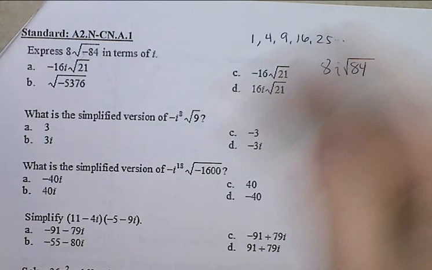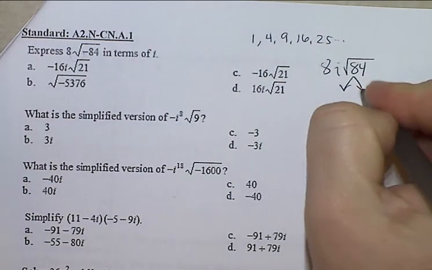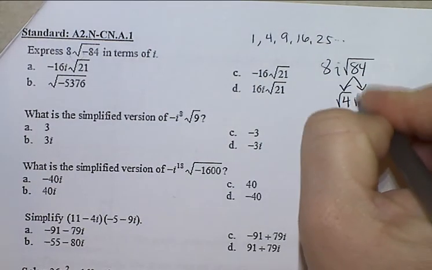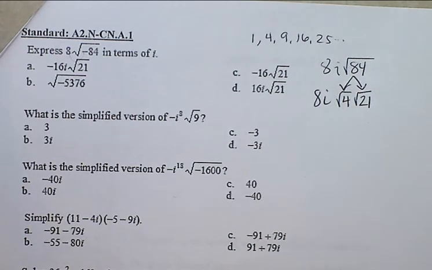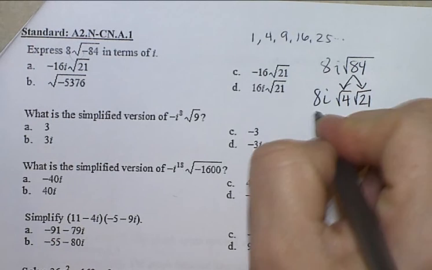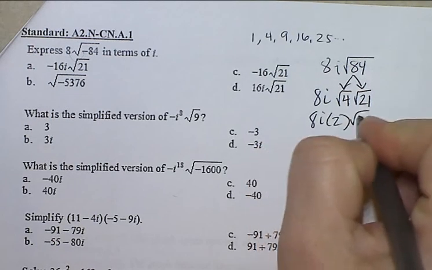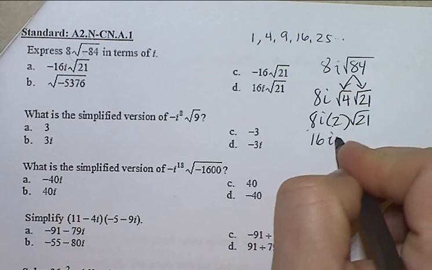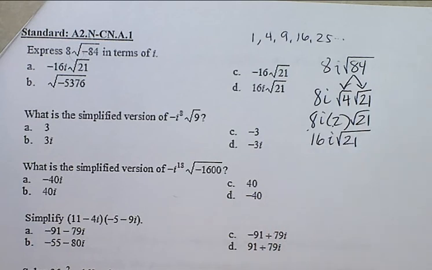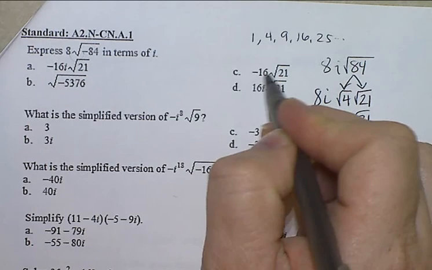So I'm going to break this down into square root of 4 and the square root of 21, keeping the i in front. The square root of 4 is 2. 8 times 2 is 16, followed by the i times 21. So the correct answer is D as in dog.